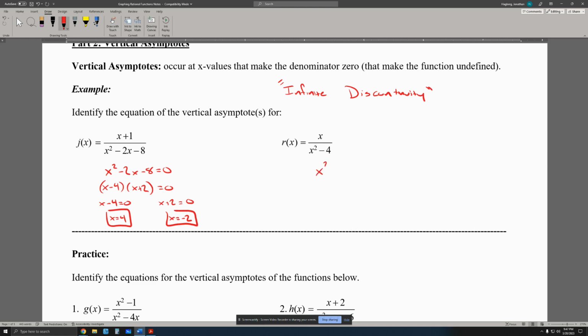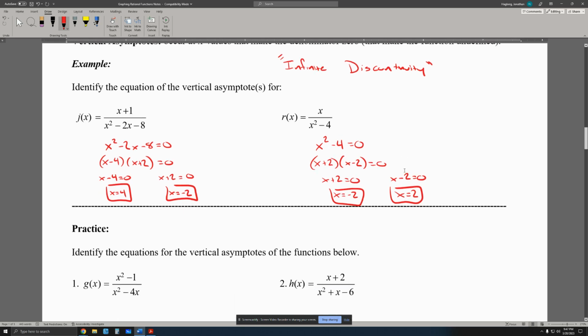For r of x, it's where x squared minus 4 equals 0, the denominator. So we have the quantity x plus 2 times the quantity x minus 2 is equal to 0. So x plus 2 equals 0 or x minus 2 equals 0. So then we get the equations x equals negative 2 and x equals positive 2. So this function, r of x, has two vertical asymptotes, or two infinite discontinuities.